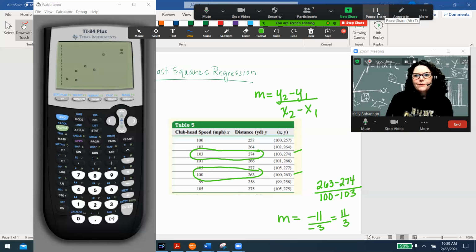All right, I'm going to stop this video right now. What we just did, we did not find the least squares regression yet. We just found our line of best fit. I'm going to stop this video and we're going to pick up again on another video. At least I think I am.